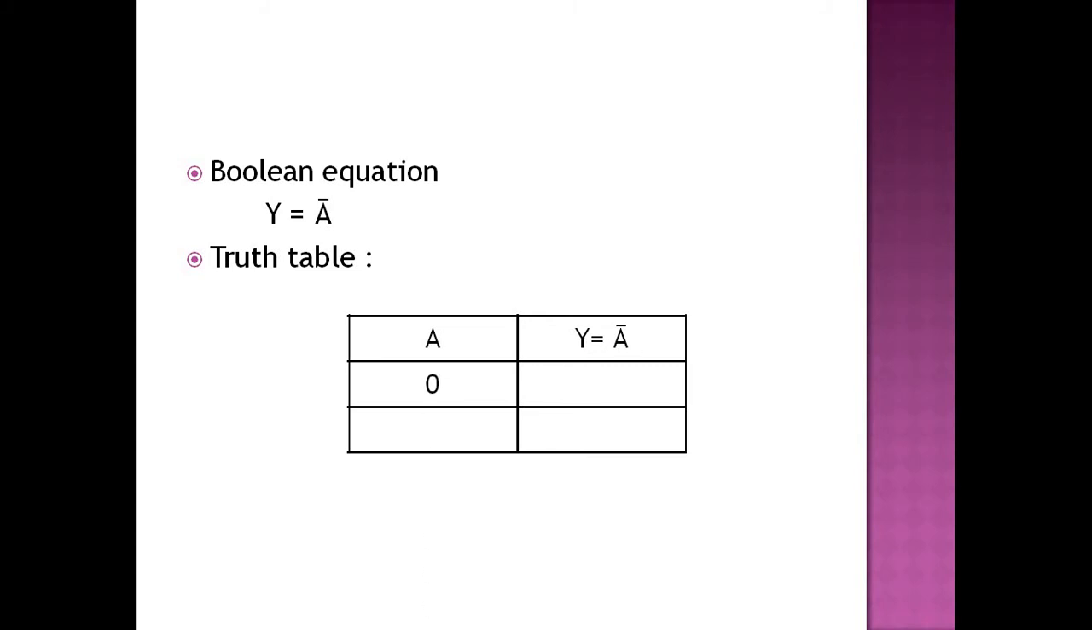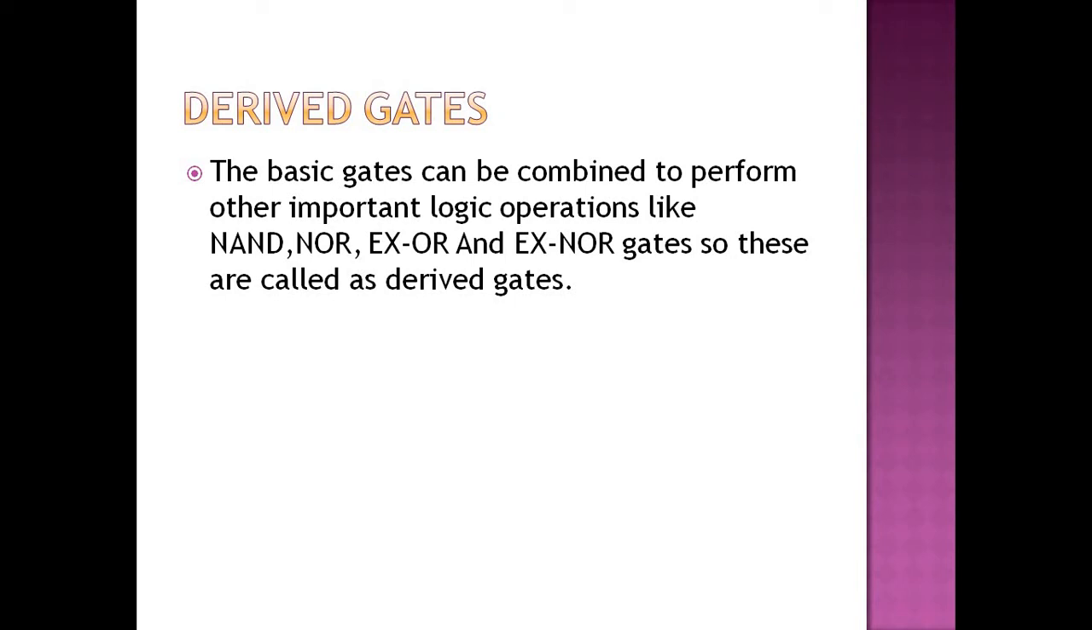So if we apply the input 0, we get the output 1 because it is the complement of the input, and when we apply the input 1, we get the output as a 0. Now we focus on the next gate, which is nothing but the derived gates. The basic gates can be combined to perform other important logic operations like NAND, NOR, XOR and XNOR gates. So these are called derived gates.